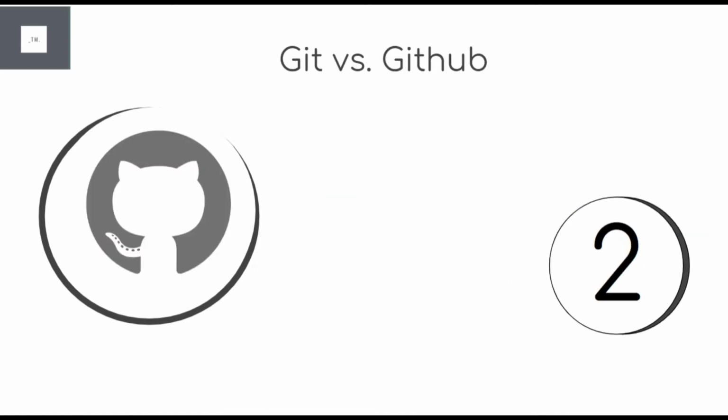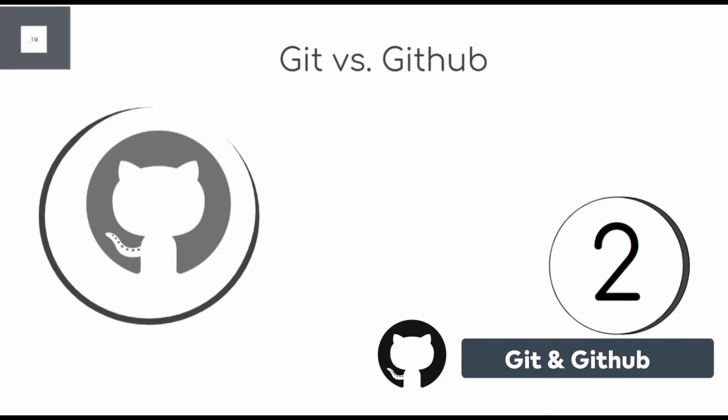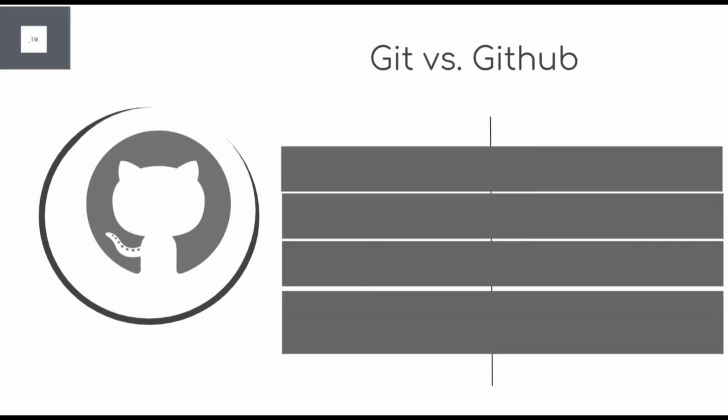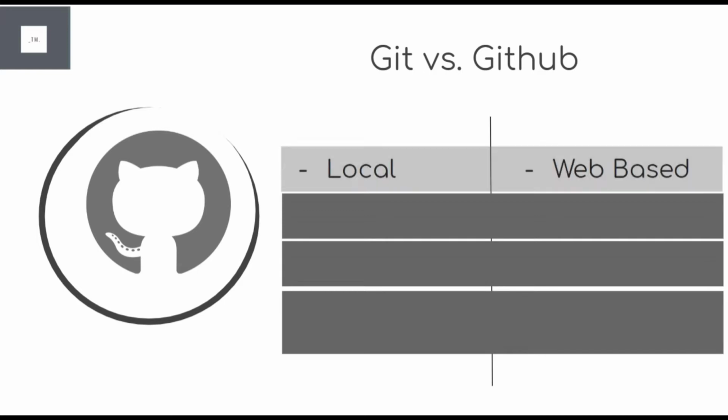Welcome to the second episode of the Git and GitHub tutorial. And this episode will discuss what is the difference between Git and GitHub. So as you can see, we have four differences. You can find lots of differences if you search through Google. But here we will discuss the four major differences that you are going to face and you need to know before you can start implementing Git and GitHub. So let's see what is the first difference.